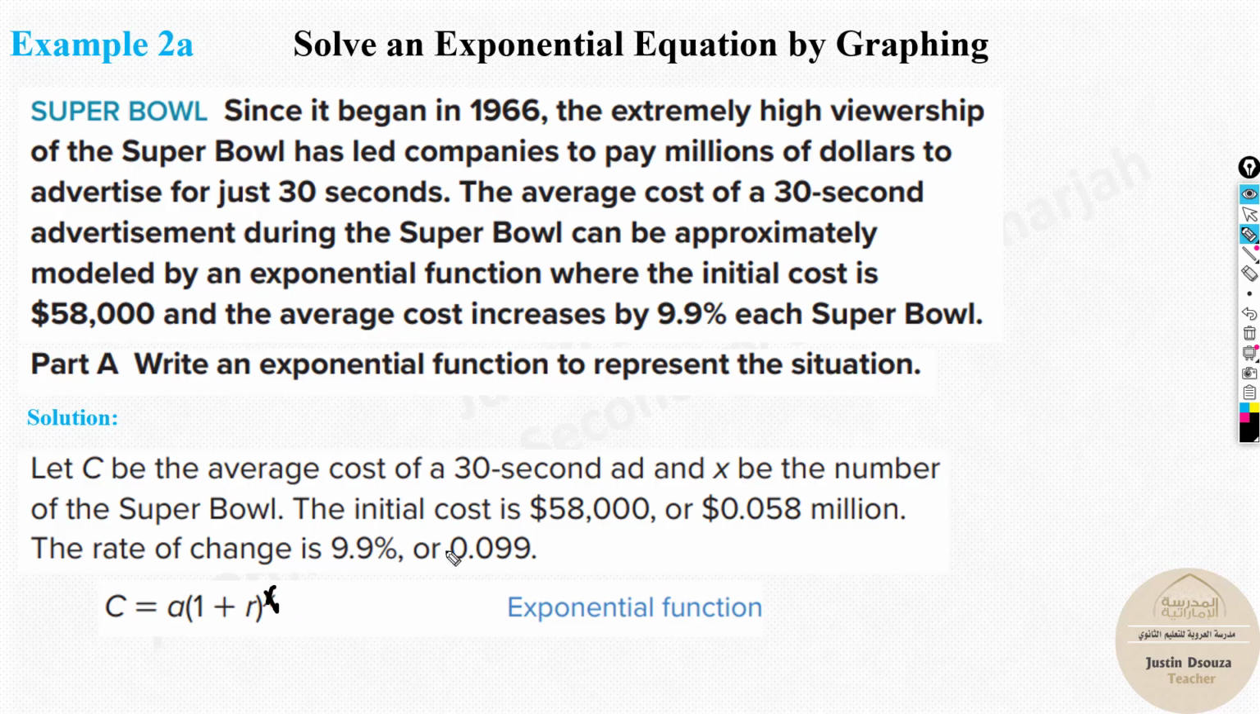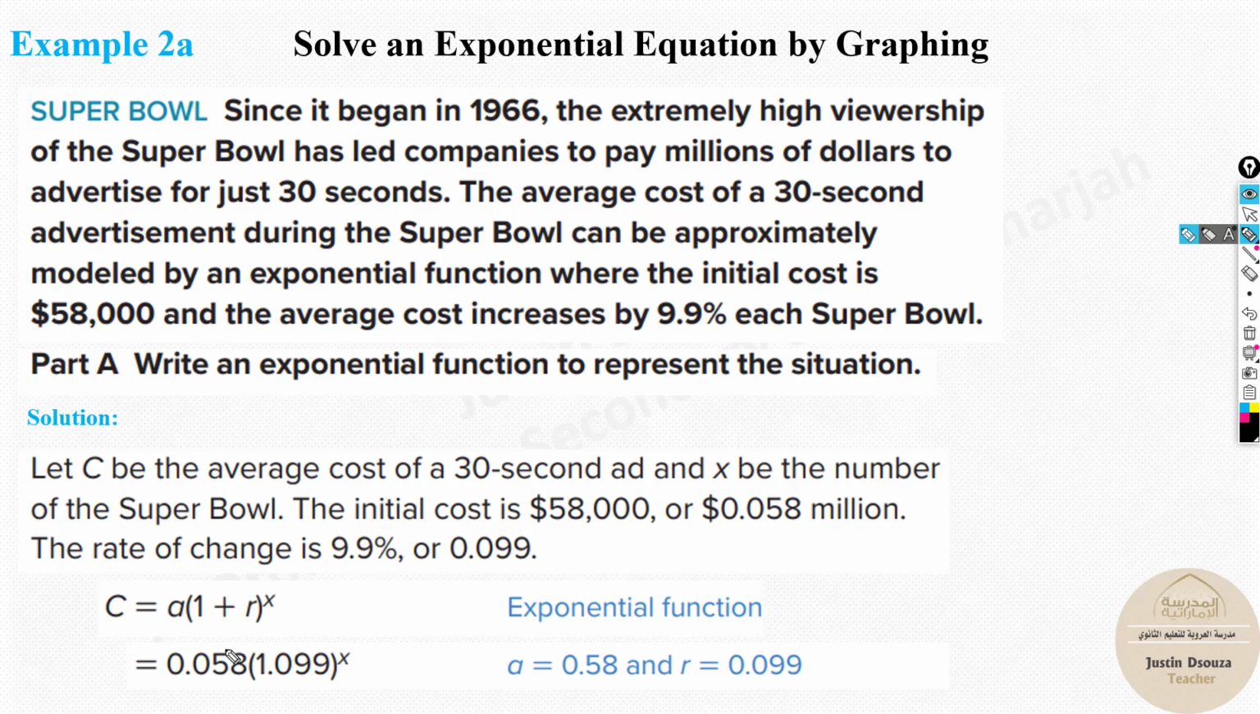And then x is what? x can be any number. So over here you don't need to write this x. All you need to do is write the given, whichever is known. That's it, because x can be any number of Super Bowls. If there were 10 Super Bowls, then x is 10. If there were 20, it would be 20, and so on. Now C is the cost, that average cost. What is the average cost? That is C.